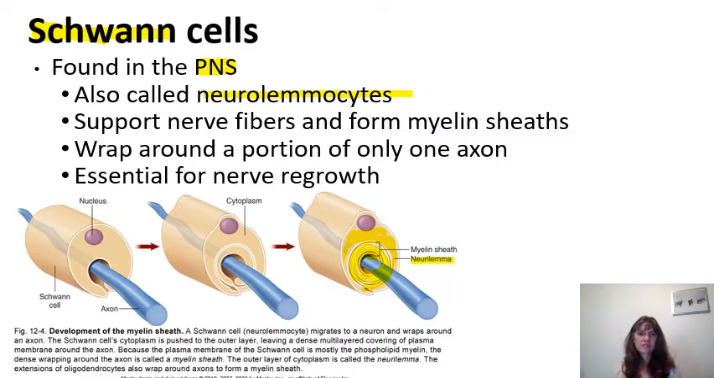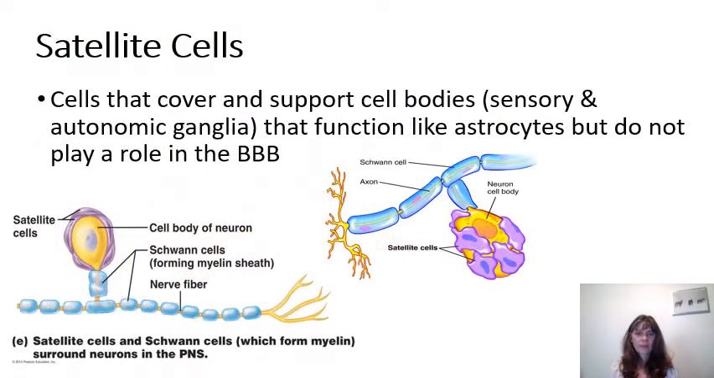This forms the myelin sheath in the peripheral nervous system and is also essential for nerve regrowth. Schwann cells play a role in regenerating axons to a certain degree. When axons are damaged, there is a limited amount of regrowth that can occur with axons. The last type of neuroglial cell in the peripheral nervous system, remember there are only two, are Schwann cells and satellite cells. If you remember those two, all the other ones belong in the central nervous system.